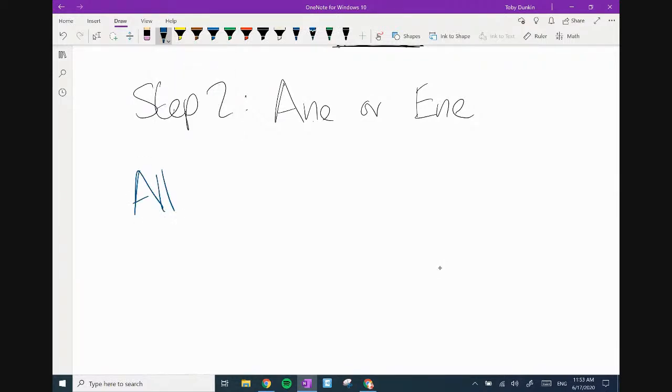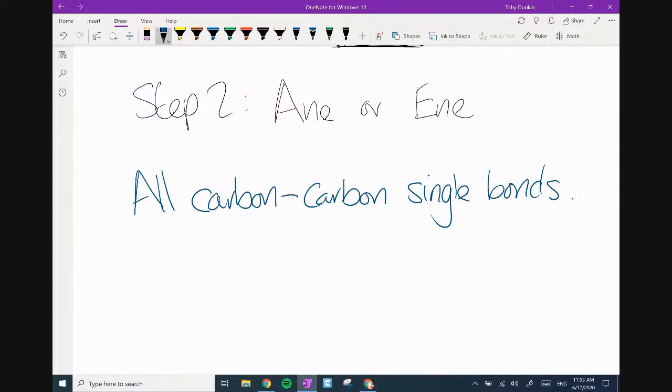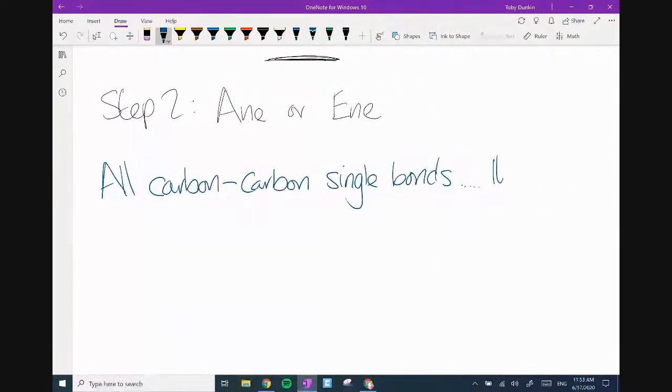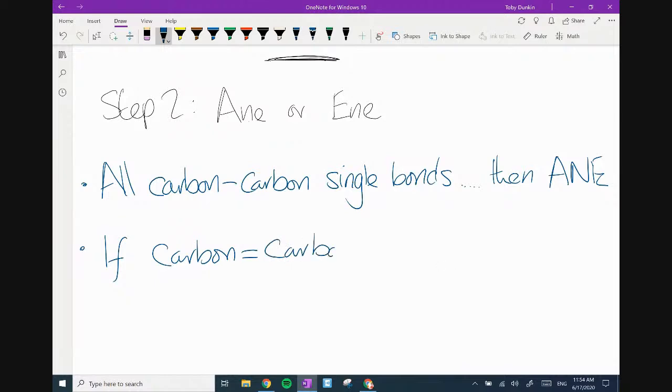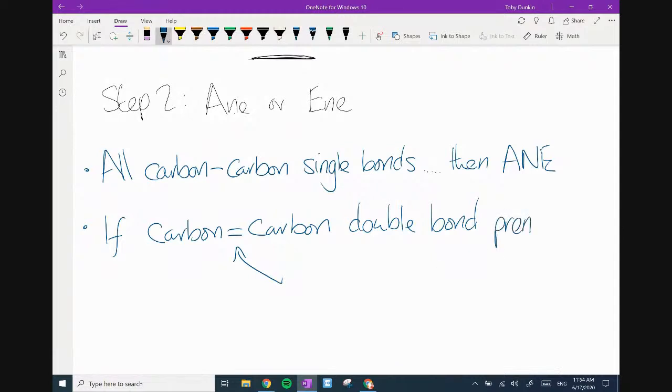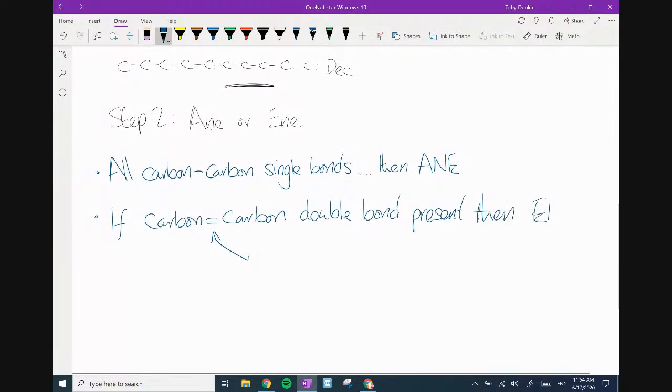If all carbon-carbon single bonds, dot, dot, dot, then ane. It's like a clause, isn't it? If carbon-carbon double bond, just see what I've done there, guys. I've drawn it with a double line. Double bonds. If carbon-carbon double bond present, then, I'm just going to zoom out, then ene.